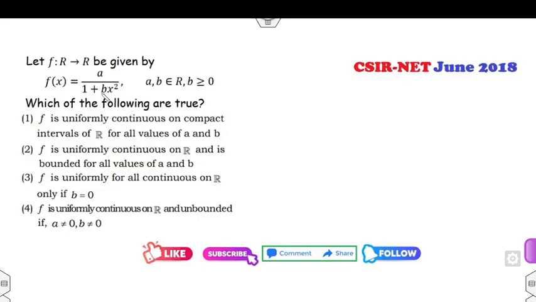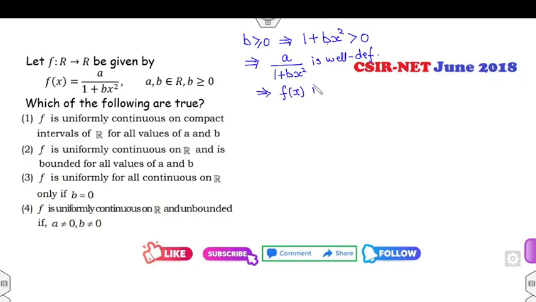Okay, f is defined like a over b plus x square. Which of these are uniform continuous? Firstly, we need to check whether it's continuous or not. Because b is strictly greater than 0, that means 1 plus b x square is always greater than 0, because x square is always positive. And a can be any number. So this function is well-defined. Once it is well-defined, clearly f of x is continuous on R. Now, because the domain is R, that means minus infinity to plus infinity, I will check whether the limit as x approaches minus infinity of f and the limit as x approaches plus infinity of f are finite or not.